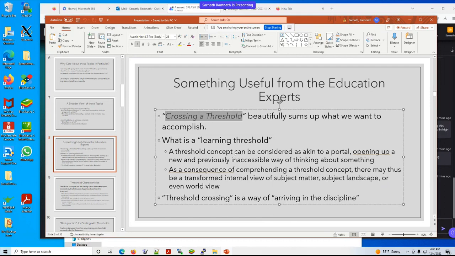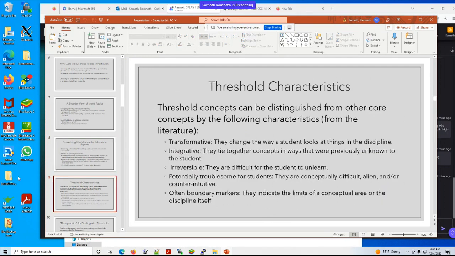Understand abstraction, and it's an aha experience. Okay. So it results in a transformed internal view of the subject matter. It's a way of arriving in the discipline. So, what are these? How do we distinguish these?